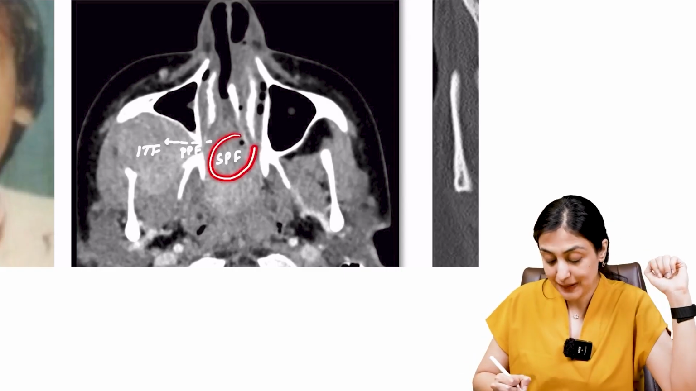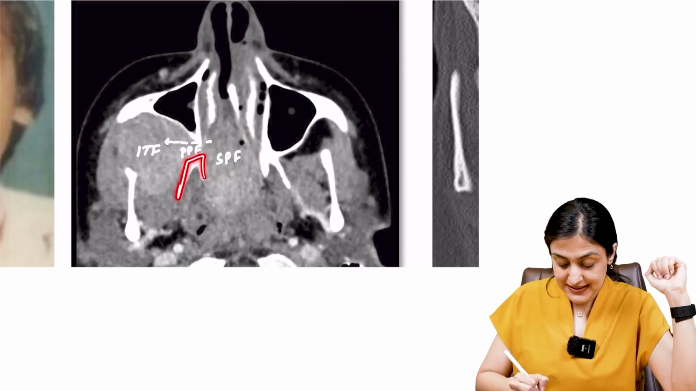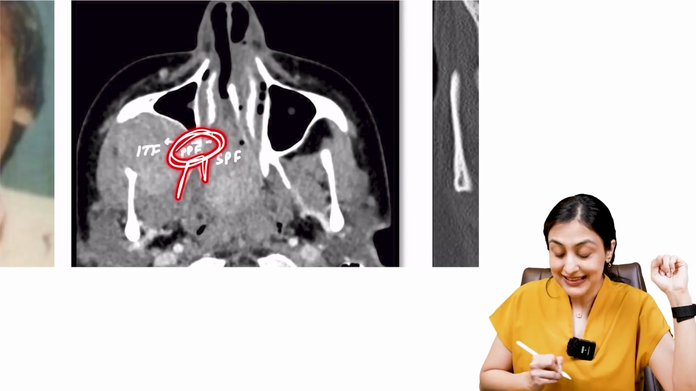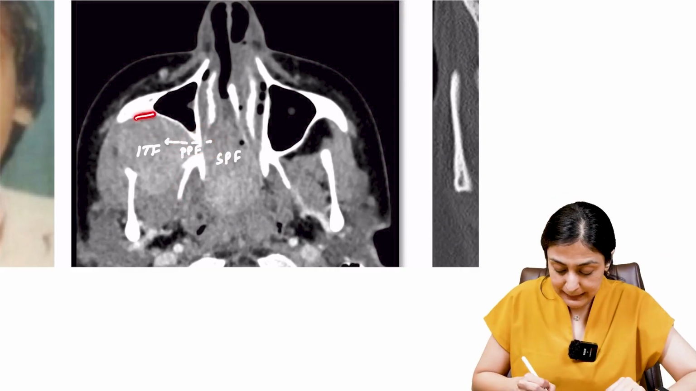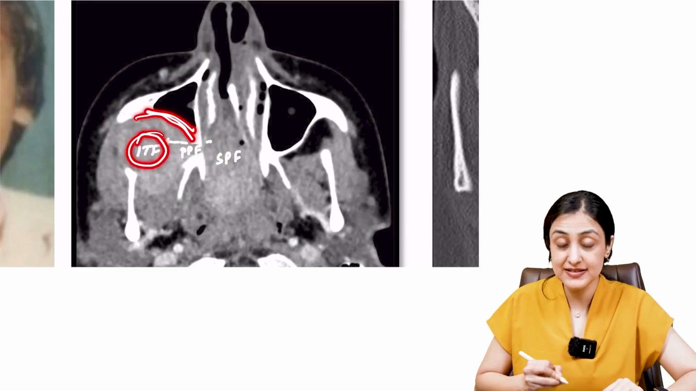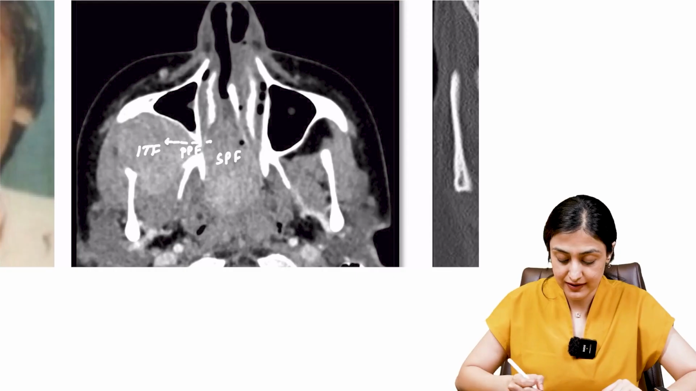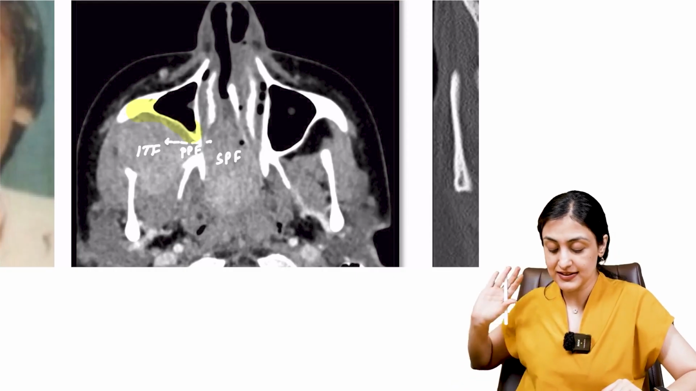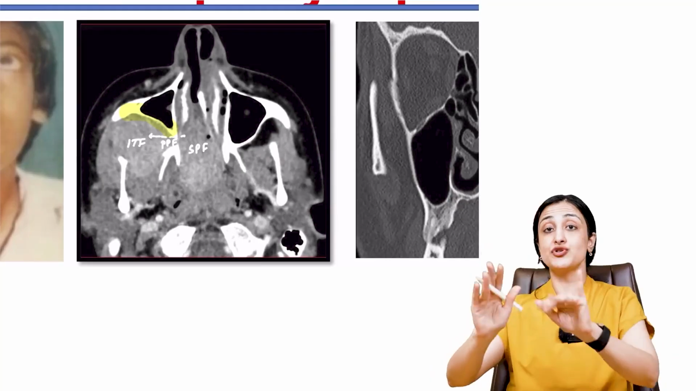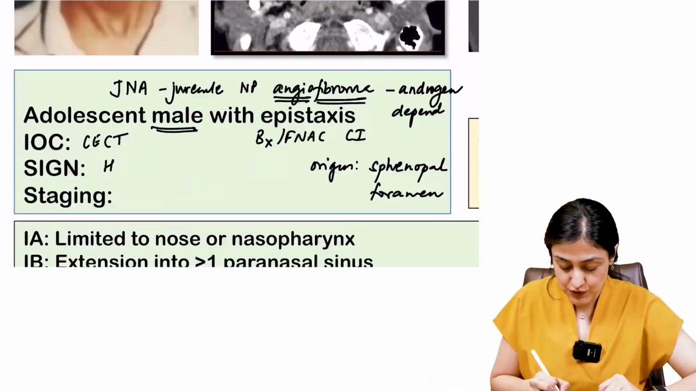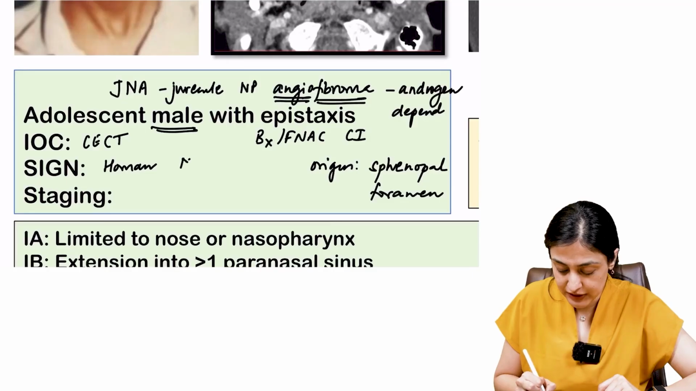So sphenopalatine foramen, this is the pterygoid plate. So pterygopalatine fossa, and laterally behind the maxillary sinus is the infratemporal fossa. So it's pushing. Can you appreciate now on the right side? The maxillary sinus, aisa lag raha hai when you look at it, it's being pushed. So this sign is what is called the Hohmann-Miller sign.